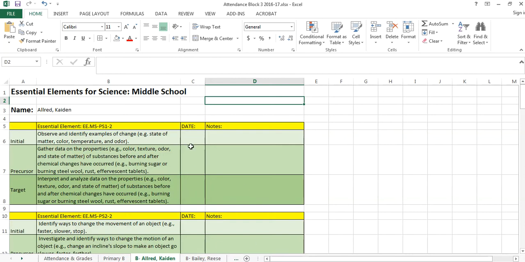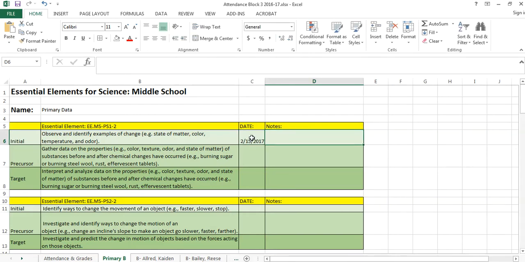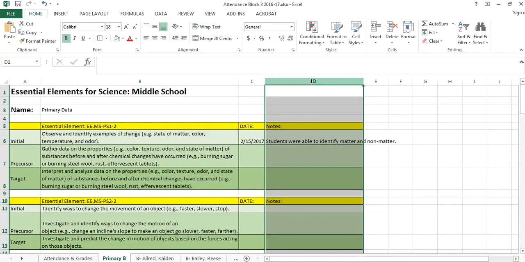What I'm wanting to do is just fill in the date that we do it and any notes that I write. So this would be my primary sheet right here, where let's say that we did this initial essential standard today, 21517, and students were able to identify matter and non-matter. And so let's say those are my notes.